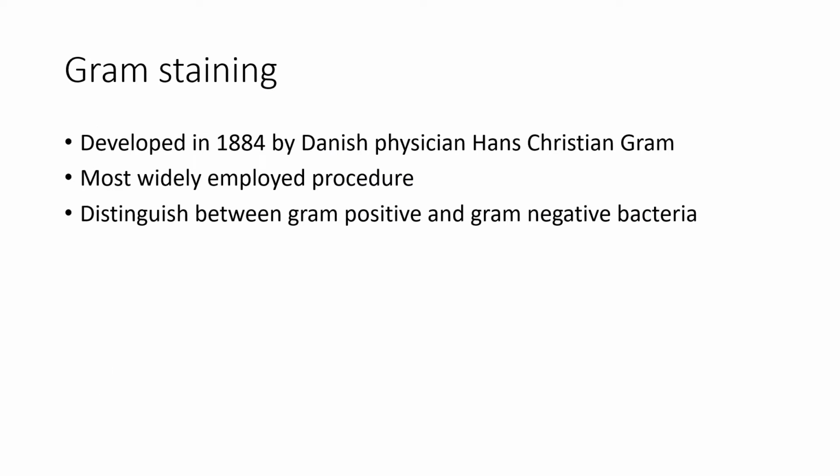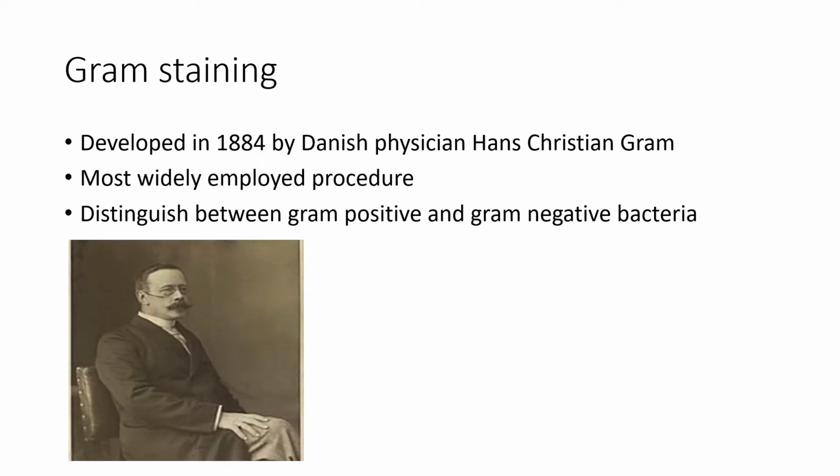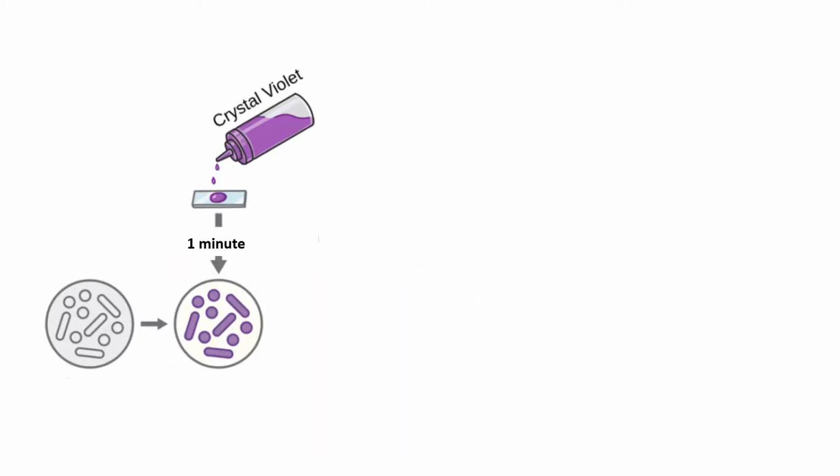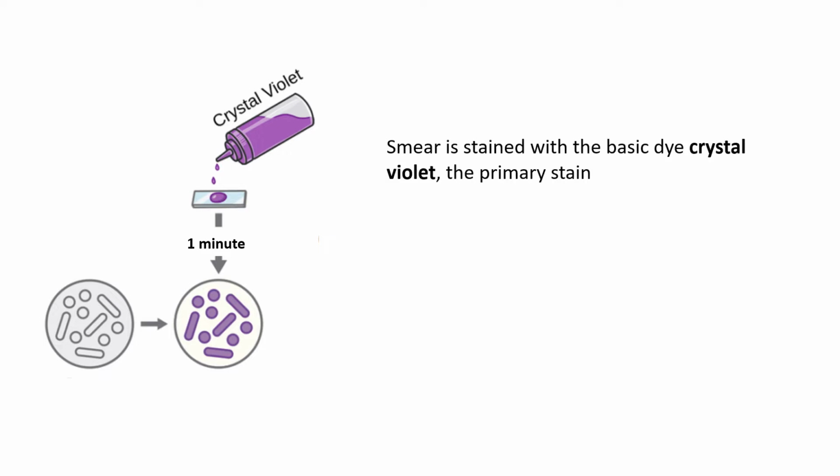Gram staining was developed in 1884 by Hans Christian Gram. It is one of the most widely used procedures to distinguish between gram-positive and gram-negative bacteria. In the first step of the Gram staining technique, we prepare a smear using distilled water, and to it we add crystal violet stain, which is the primary stain. It is a basic dye, and we keep it for 1 minute.